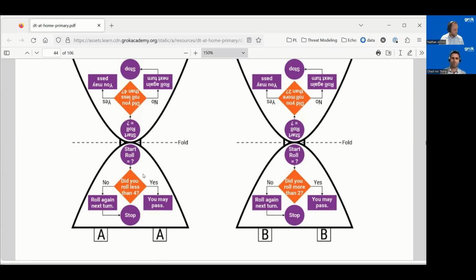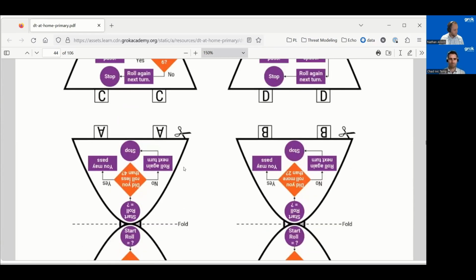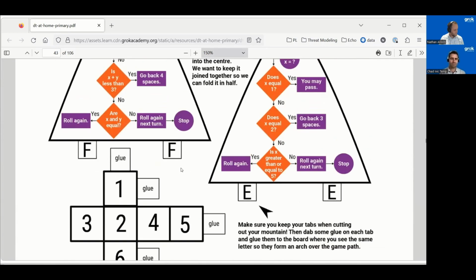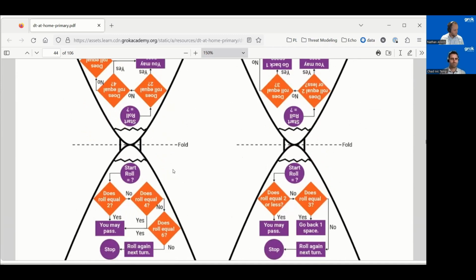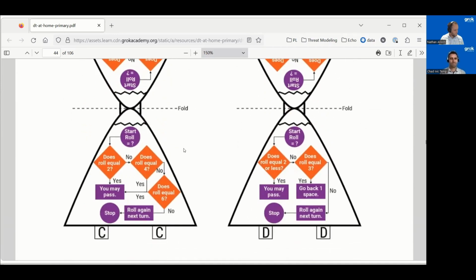So if you were to roll a 3, the question is, did you roll less than 4? The answer is yes, so you may pass. In that case, you pass. If you were to roll a 6, did you roll less than 4? The answer would be no, so you just have to wait for the next turn. The flowcharts do get more complicated as you go from A all the way up through to F. If we could just have a look at C. I'll go back, yep, C, yep.